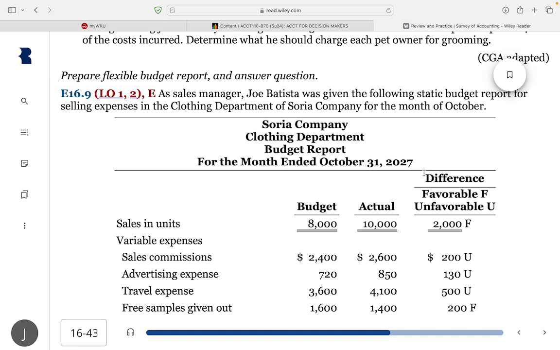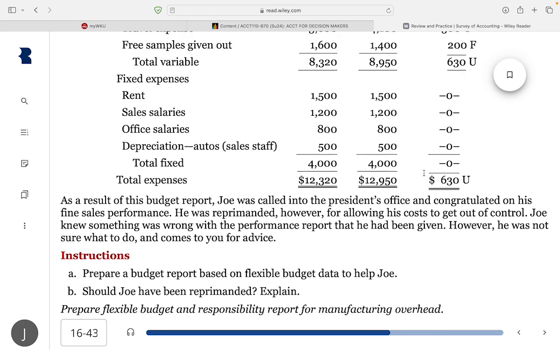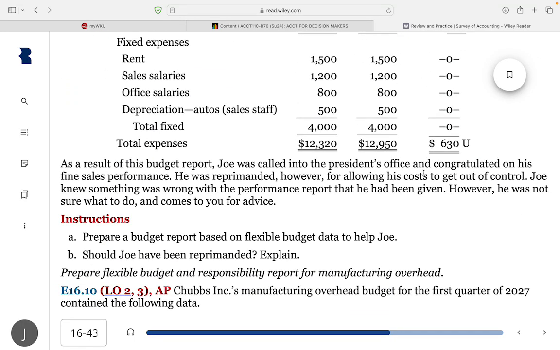In this video, I'm going to work exercise 16.9. It's on page 16-43 in your textbook. As usual, I'm going to drop down to the instructions and see what I'm supposed to do. Letter A says prepare a budget report based on flexible budget data. So that means I'm going to prepare a flexible budget. And I'm going to prepare a budget report with that flexible budget, which means I'm going to be comparing that flexible budget to the actual results.